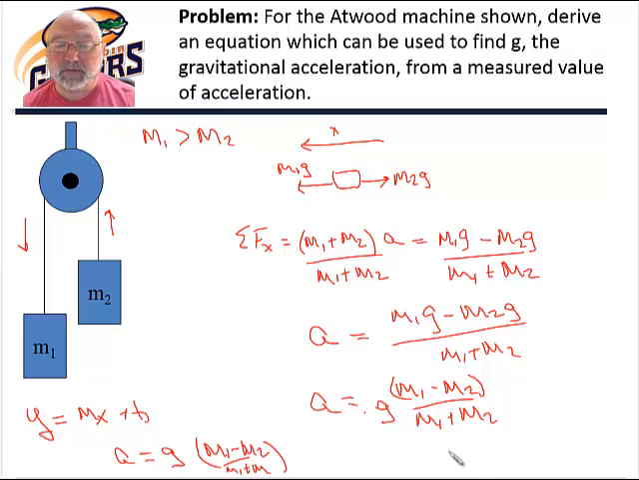That might be useful because we can measure the acceleration of this system using kinematics, using sensors. We can measure the masses of the two objects hanging on the string using a mass scale or some other means. And if we could graph these two things, then the slope of our graph would be g. That could be pretty handy. Let's see what's up next.